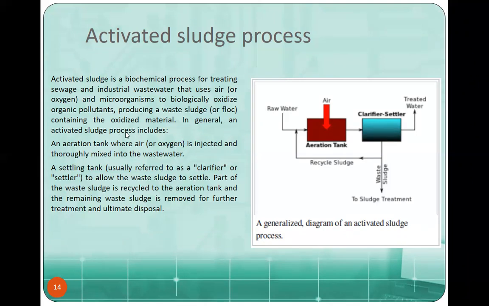In general, an activated sludge process includes an aeration tank where air or oxygen is injected and thoroughly mixed with wastewater. A settling tank, usually referred to as clarifier or settler, to allow the waste sludge to settle. Part of the waste sludge is recycled to the aeration tank and the remaining waste sludge is removed for further treatment and ultimate disposal. So check yun, yung mga STP, ganun din ang mga process niya.